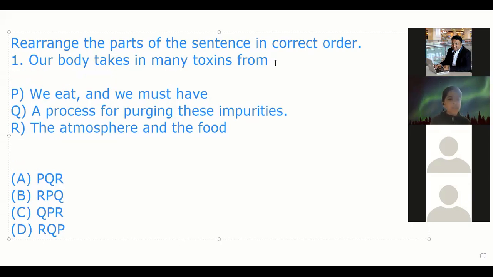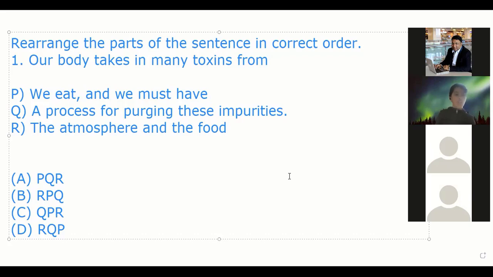We eat and we must have. Our body takes in many toxins from wheat. So wheat cannot be, right? It's very illogical. Wheat and must have cannot be the next one. Tell me what else can be. So you have to choose between Q or R.